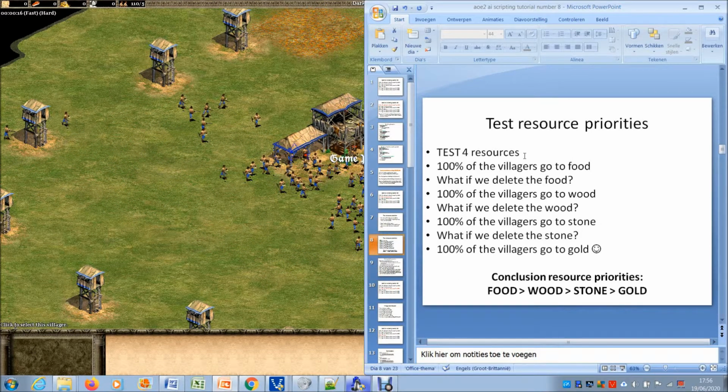We did the test of the 4 resources. 100% of the villagers first went to food. We deleted the food, they went to the wood. We deleted the wood, they went to stone. We deleted the stone, they went to the gold. The conclusion of this test is that we know the priorities of the villagers without any programming. They will first try and gather food, then wood, then stone, then gold.